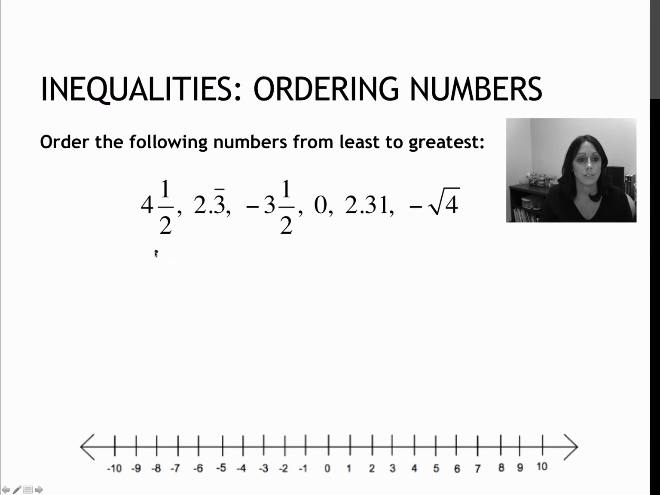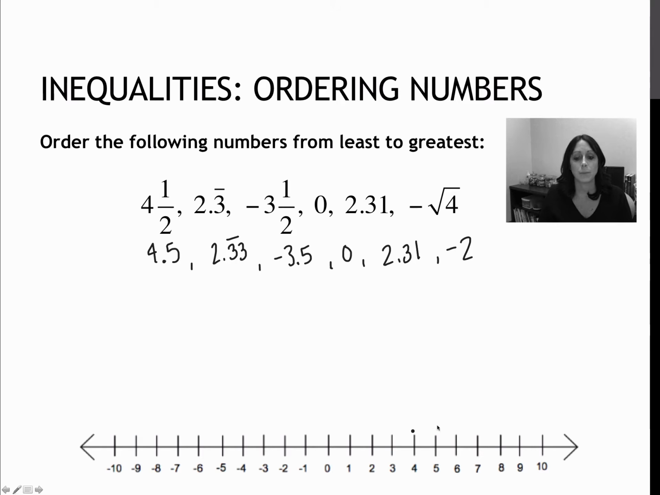So 4 1/2, if I take 1 divided by 2, that's 0.5. This is 2.33, etc. So I'm going to leave that as a decimal. Negative 3.5 is negative 3.5. I've got 0. I've got 2.31. And then over here I've got a radical. So radical 4, the square root of 4, is actually 2. And this negative on the outside means to use the negative.